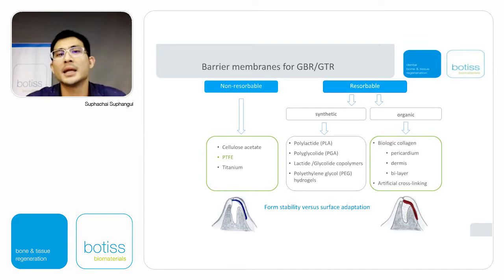We can classify membranes into two groups, non-resorbable and resorbable. Today we focus on the resorbable membrane. The organic one, like biologic collagen, can come from many sources, such as the pericardium, dermis, and bilayer. We can modify that, or synthetic. But right now the most popular is biologic collagen, and they have an artificial cross-link process to make it last longer.